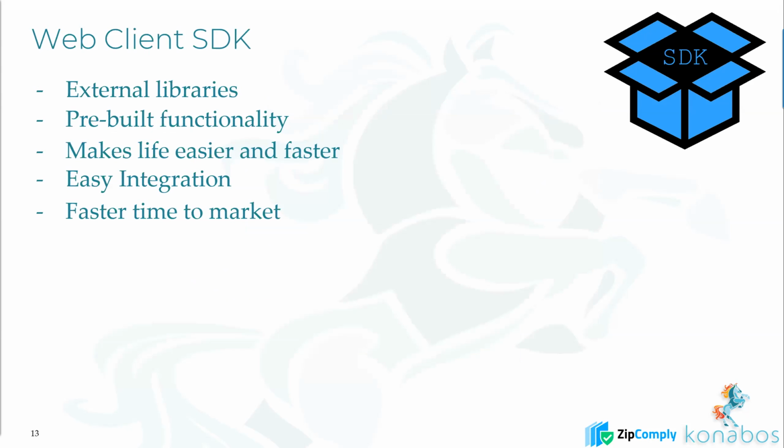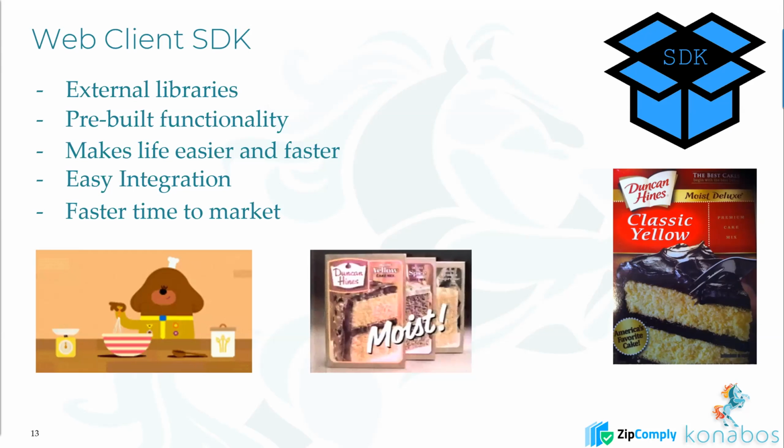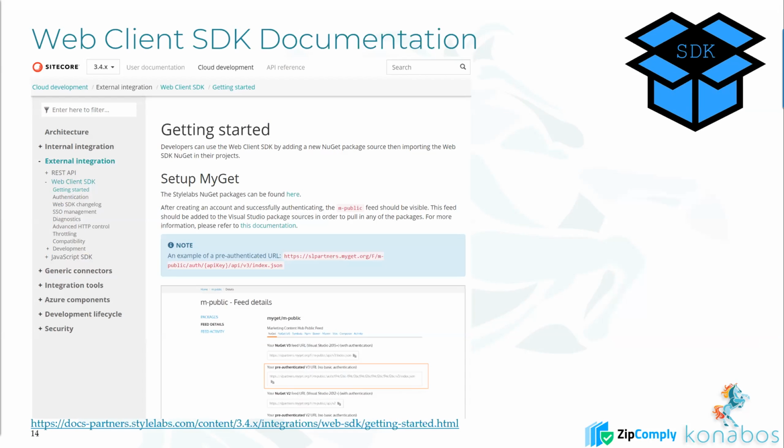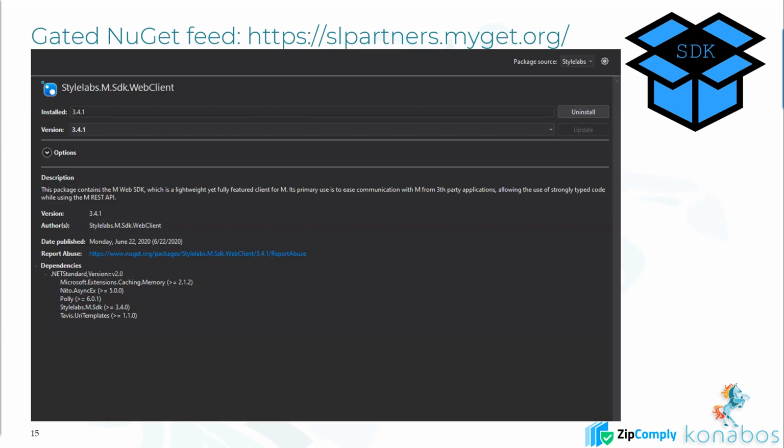The next way is using the Web Client SDK. And again, this is an external library. You'll be pulling it in from a NuGet package. There's pre-built functionality. Makes life a lot easier. So it's almost like a box of cake where you just mix it in, throw it in the oven, and you're done. The documentation, again, like other parts of the Stylelabs documentation, is pretty well documented. The actual NuGet feed you get from a gated NuGet feed, and once you add the source, you should be able to easily pull it in.